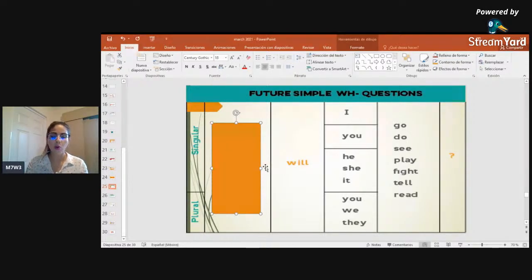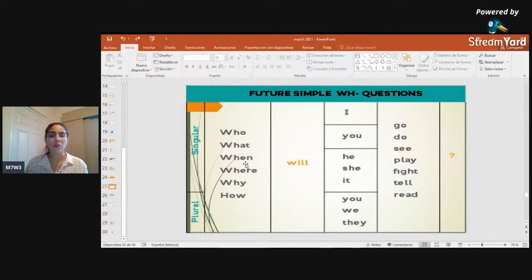Pero si quiero hacer preguntas con información, entonces a cualquiera de esas categorías con WH. Que recordemos que who es quién, what puede ser qué o cuál, when, cuándo, where, dónde, why, por qué, y how, aunque no empiece con WH, pero es una de las palabras que conforman las preguntas informativas, WH questions, ¿cómo?